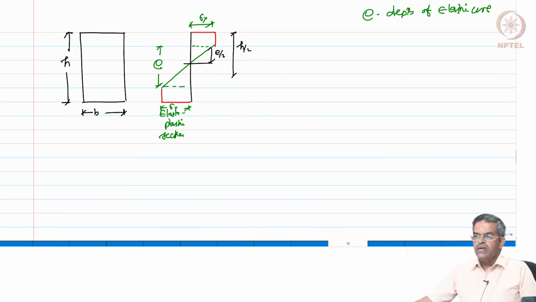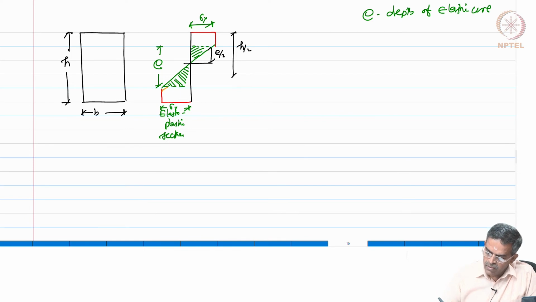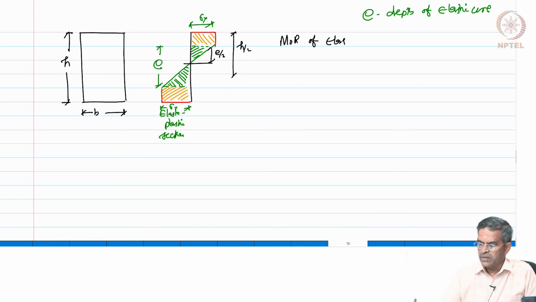Okay. Let us consider this cross section and the stress distribution diagram which is elastoplastic as shown in the figure, right. First, let us find out the depth of elastic core. So, this is the elastic part and this is my plastic part, okay. Let us find out the moment of resistance of elastic part or elastic core at any cross section. How do you get that? Let us say that is M1, which will be area of a triangle.